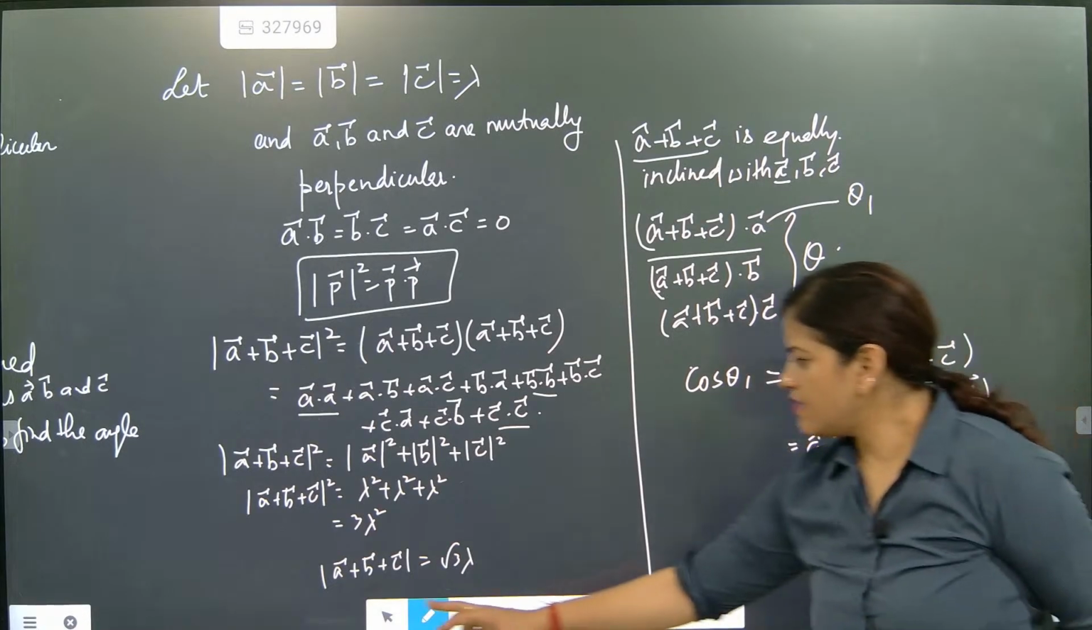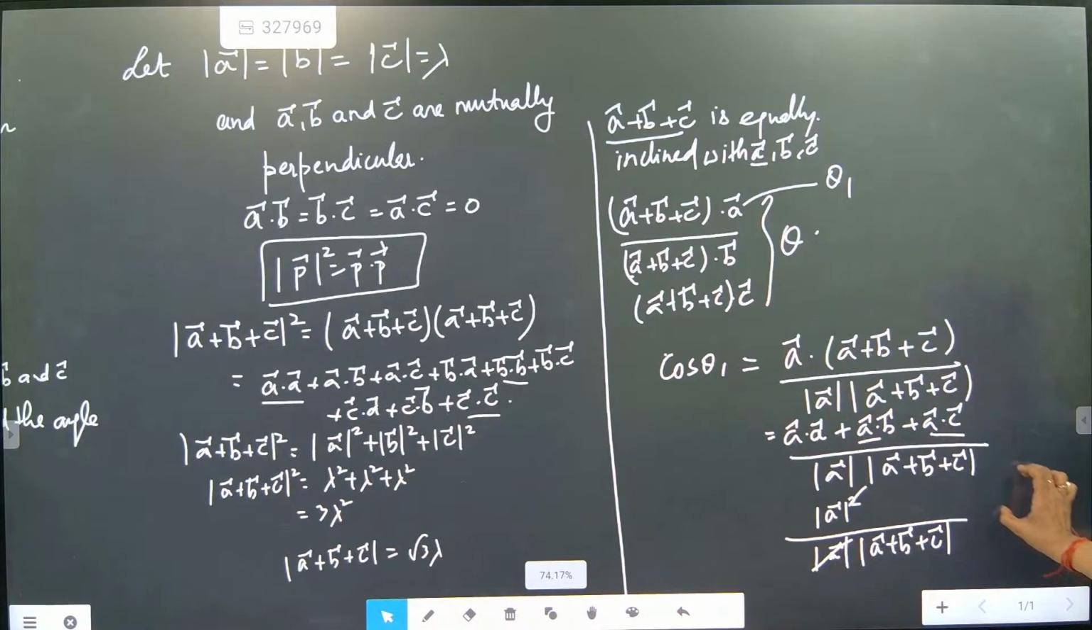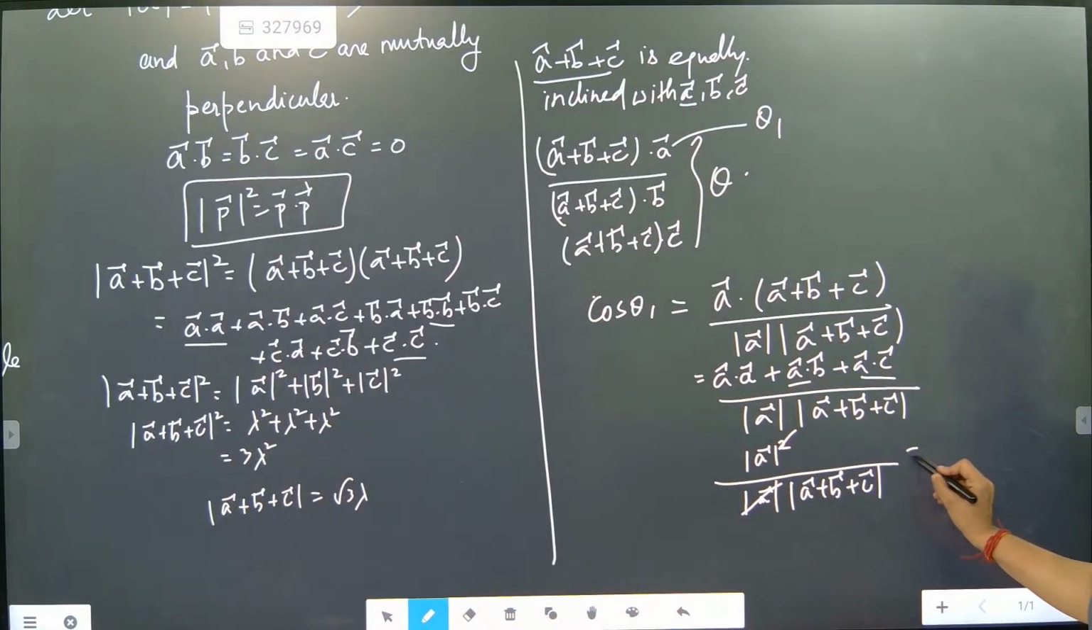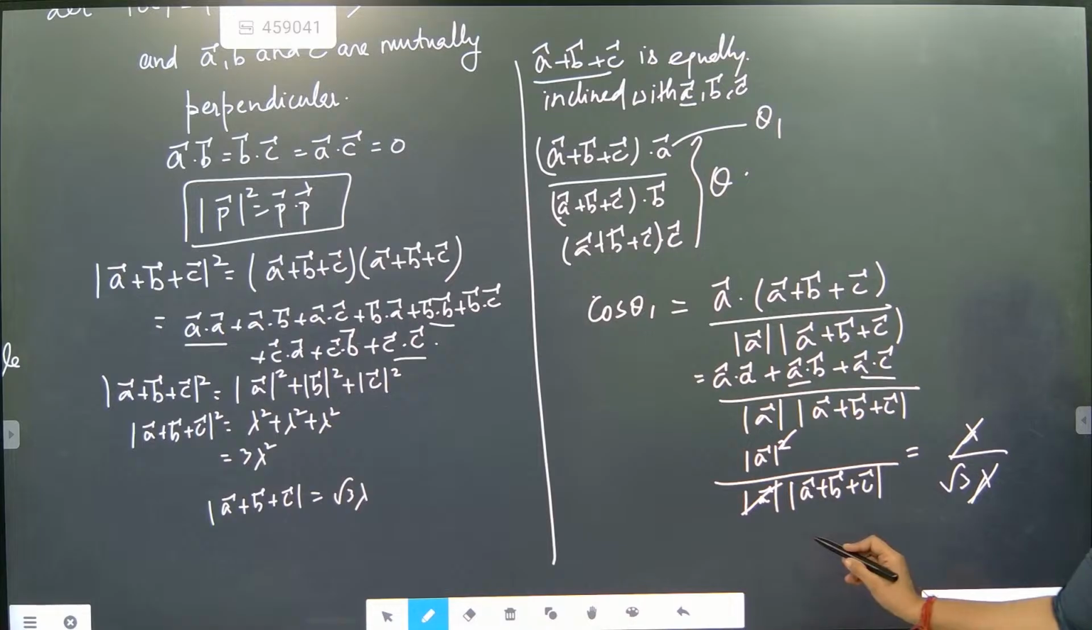See, it is getting cancelled. Now you see, A vector you have taken as lambda. This value is coming as root 3 lambda. This and this got cancelled. So cos theta 1 is coming as what? 1 by root 3.